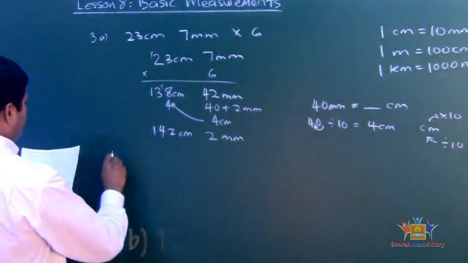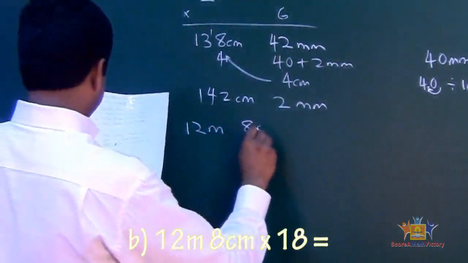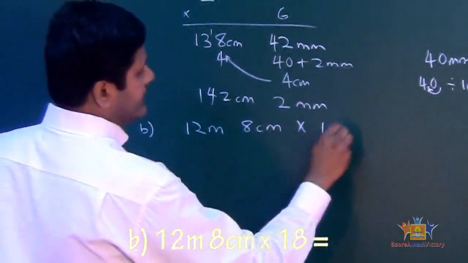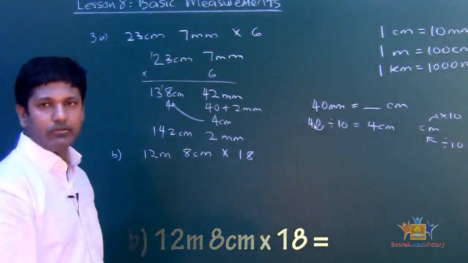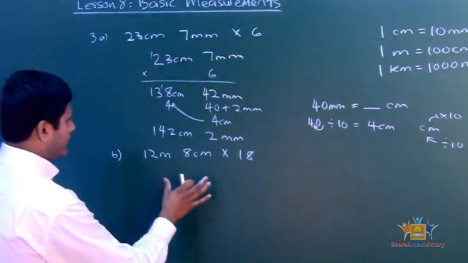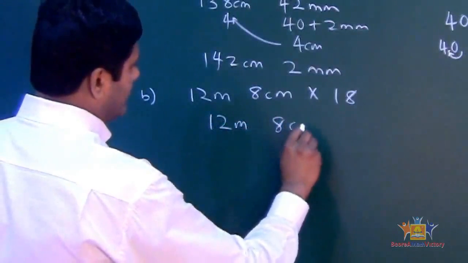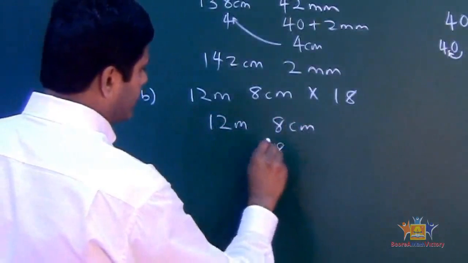So B, you're given 12 meters, 8 centimeters times 18. Don't let the numbers scare you. Just use the line up and just times them. Alright? So let's do that. We're going to line it up. So we've got 12 meters, 8 centimeters. Always line it up like this.